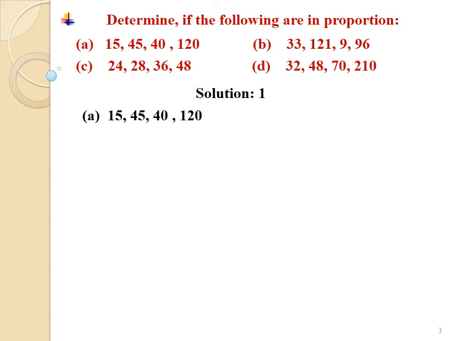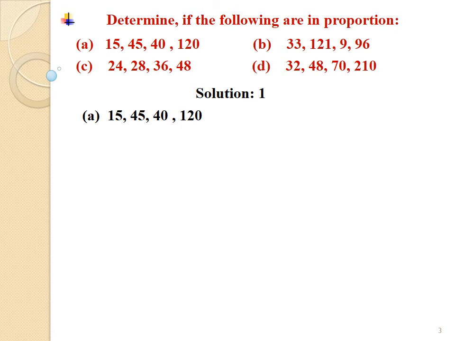Students, we can also verify whether the given terms, that is numbers, are in proportion or not by finding the product of extremes and the product of means. Students, if the product of extremes equals the product of means, then we can say that the two ratios are in proportion. Students, we also know that the first and the fourth terms are called extreme terms or extremes, and the second term and third term are called the middle terms or means.